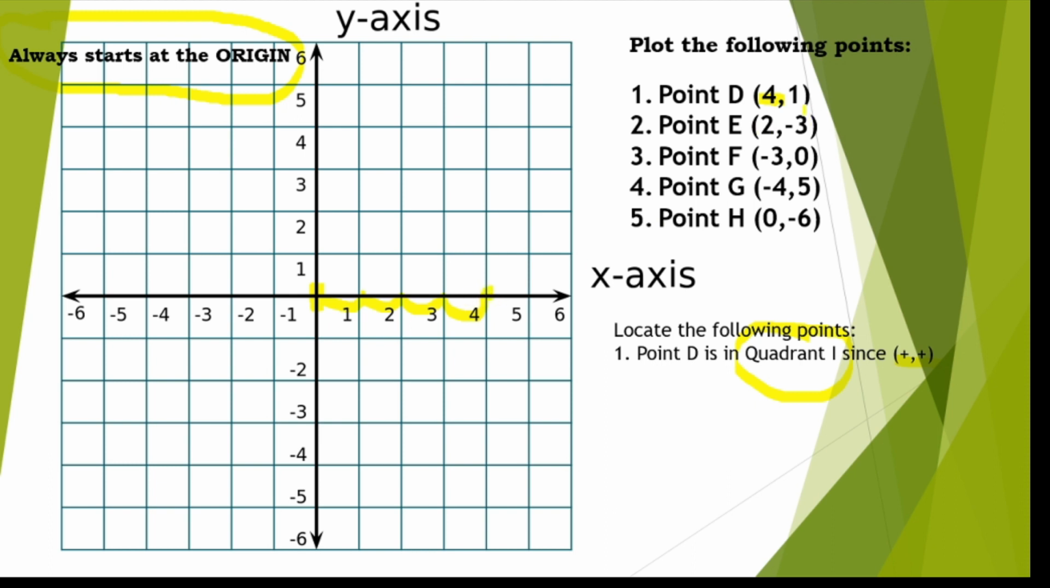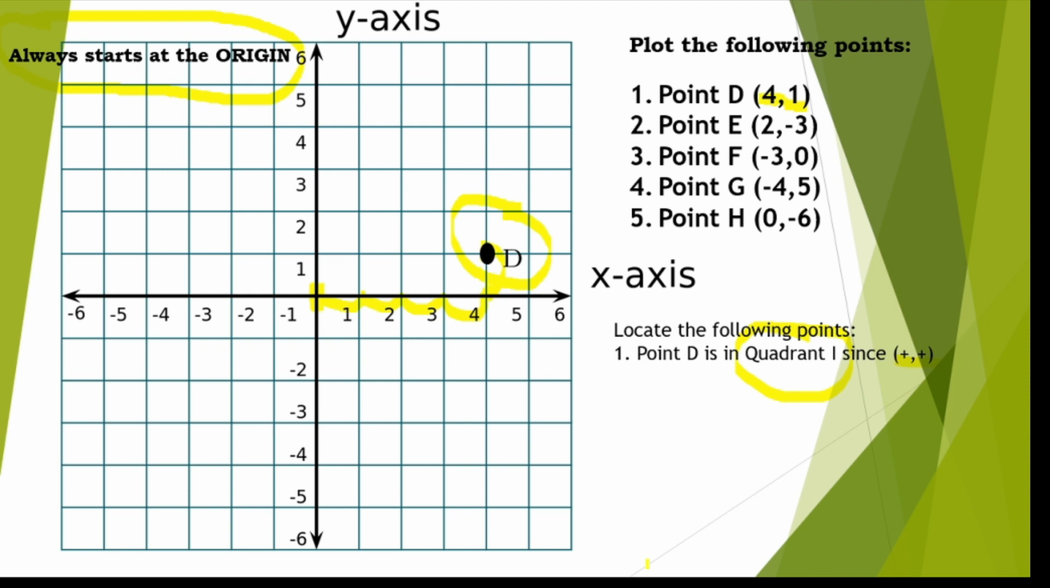Then, look at the value of the y coordinate. Positive 1. So what does it mean? It means that we are going to move 1 unit upward. From this point, we are going to move 1 unit upward. And stop. So, this will be our point D. So, we plot the point and we denote the letter D. So, guys, this is our point D, which is located in quadrant 1.